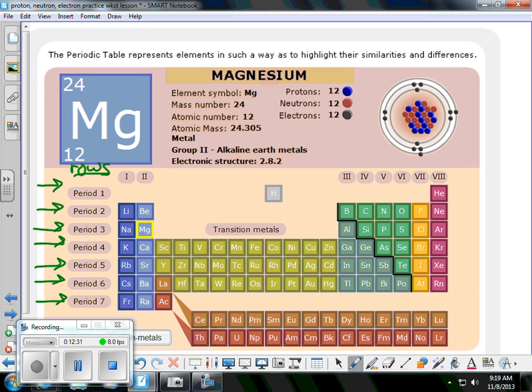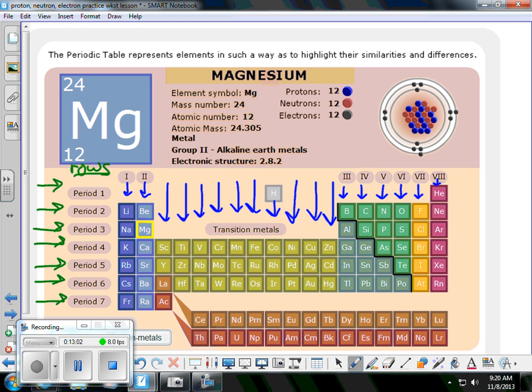Periods are the rows that go across the periodic table. Then we have something called groups. Groups are the columns, and they usually are numbered by Roman numerals. We have group 1, group 2, 3, 4, 5, 6, 7, actually, this is 3, 4, 5, 6, 7, 8, 9, 10, 11, 12, this is 13, 14, 15, 16, 17, 18.